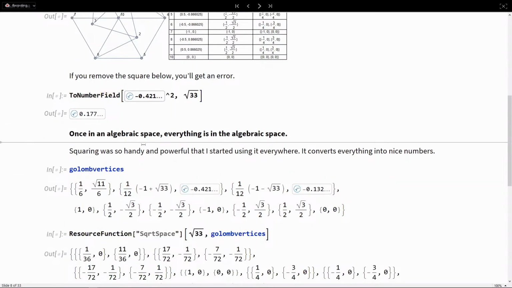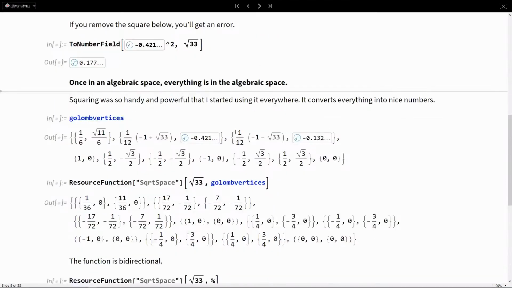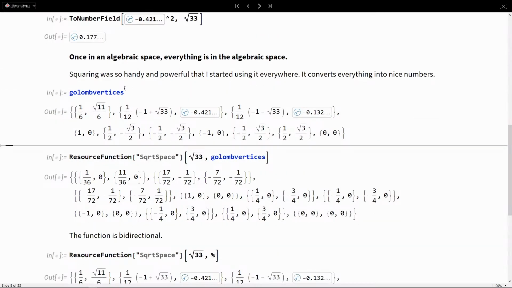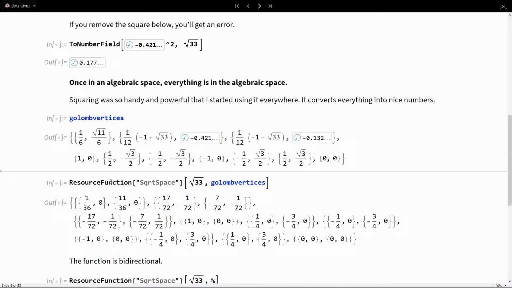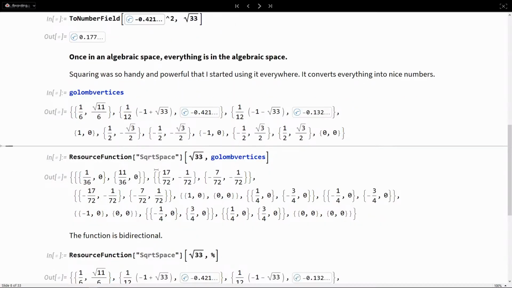And once you were in an algebraic space with the squaring in geometry, everything happened to work right. So eventually, here's the vertices up here. I just list them. I created this function, square root space, which basically squared things but retained sign. For example, minus 3 in square root space would be minus the square root of 3, and vice versa.